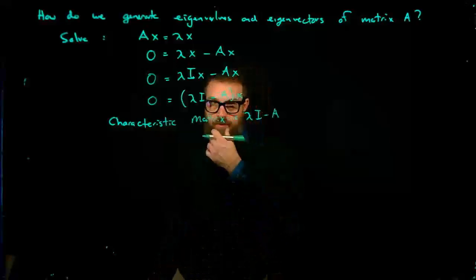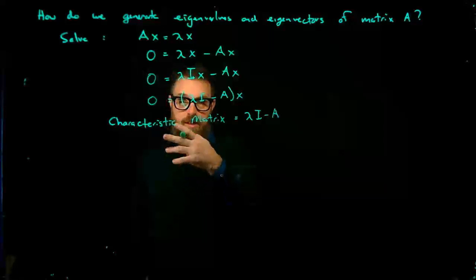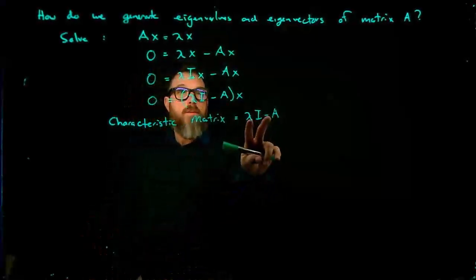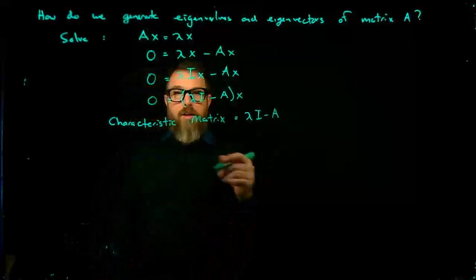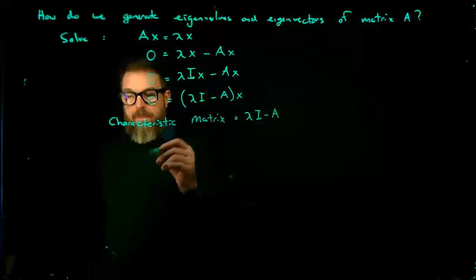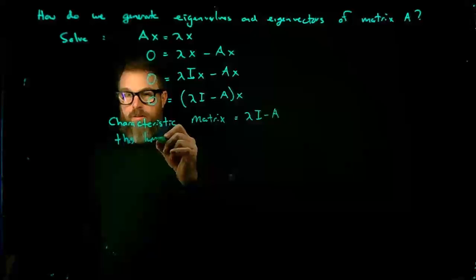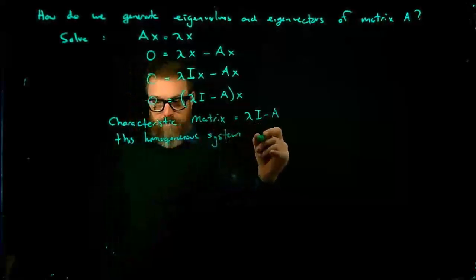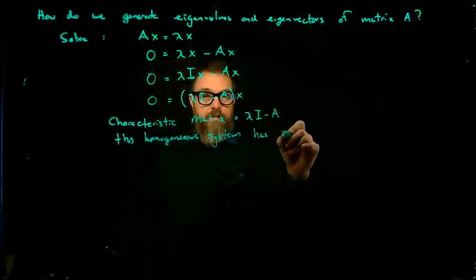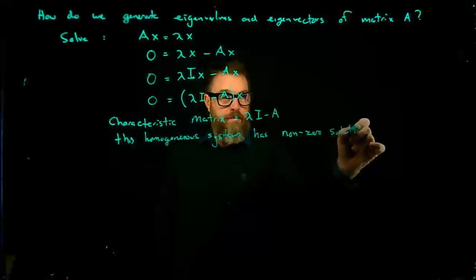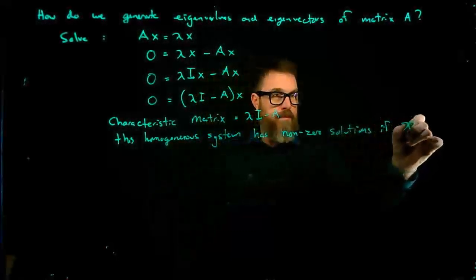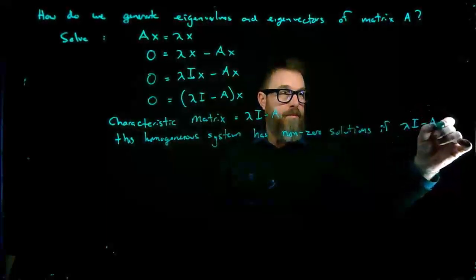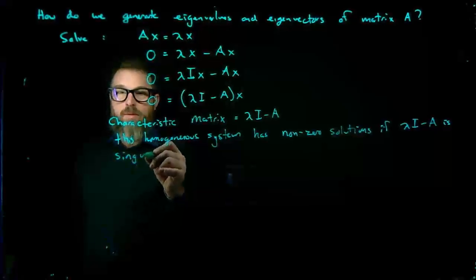Now, for this to have solutions, if I'm going to find the null space of this, I want to figure out when the determinant of this thing is equal to 0, so that I can make this matrix singular, and that's really the start of this. Let me explain what I mean by this.